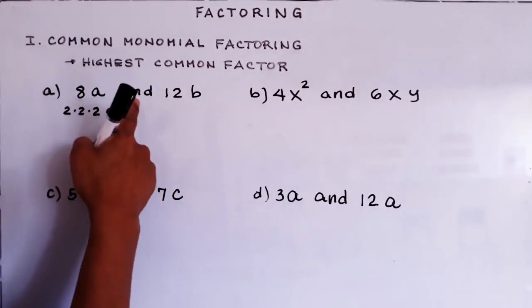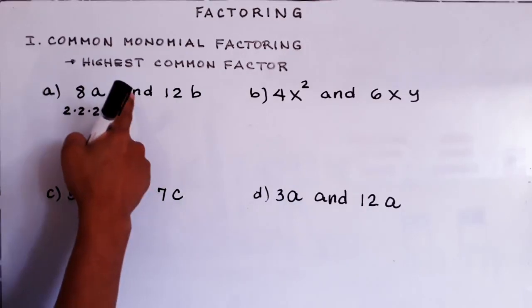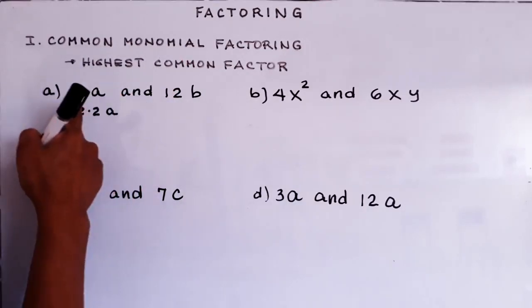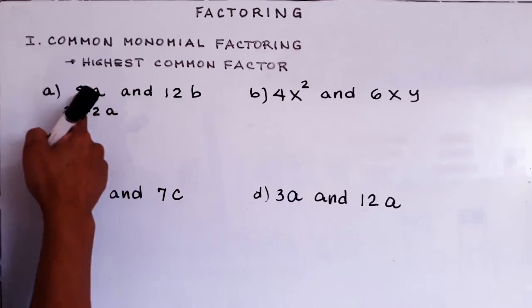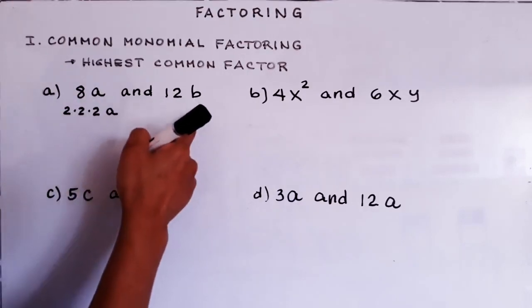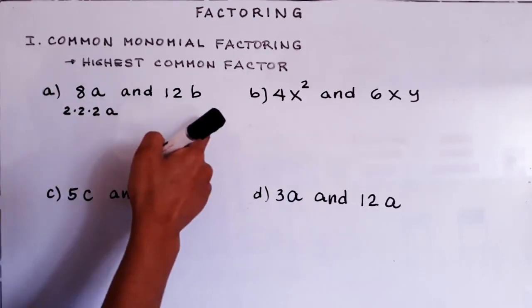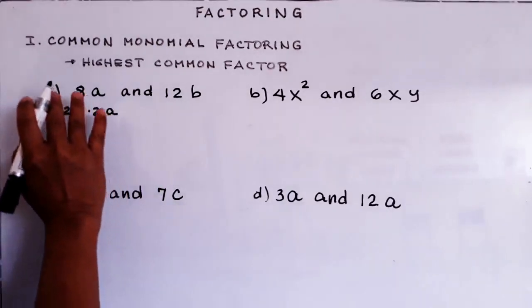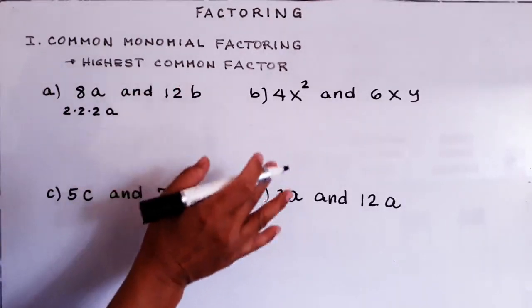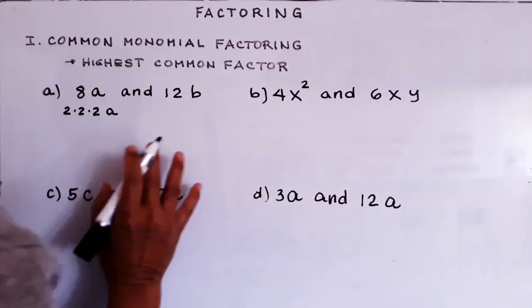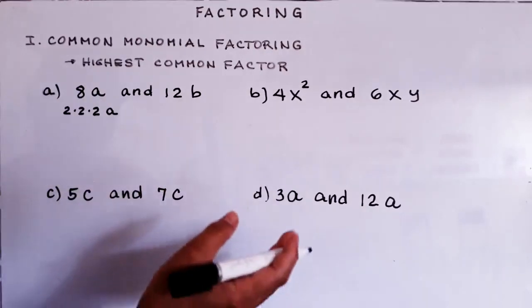And it can be either plus or minus. If you are already factoring, you can have 8A plus or 8A minus 12B. But here, we are just showing you how to get the highest common factor, the GCF. We are not yet factoring it.